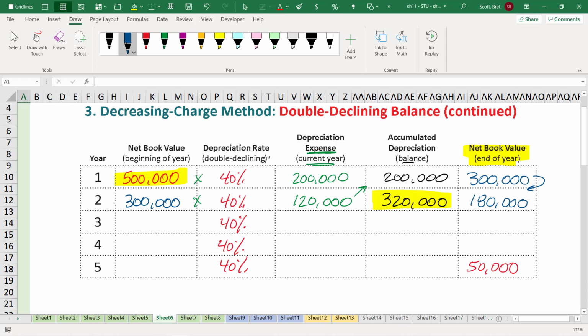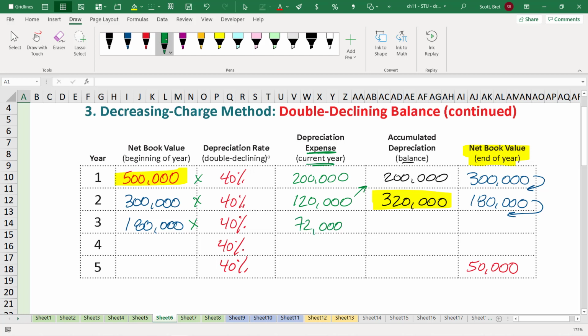Wow! After 2 years, we ate over half of the cost, the value of the asset. This thing is depreciating very, very quickly. Take the 180, bring it back over here, multiply it by 40%. That gets us 72,000.